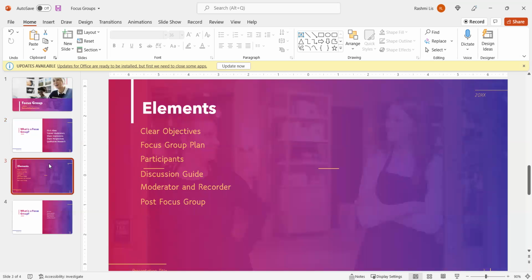Some of the elements to consider in a focus group are that there needs to be some clear objectives. So before getting into sessions or meetings, you need to state some clear objectives as they relate to the focus group. You need to have a plan in place. Why do you need to have a plan in place? Because you need to understand and guide the focus group in order to have some structure so that you understand the outcomes and you get what you need from that focus group.